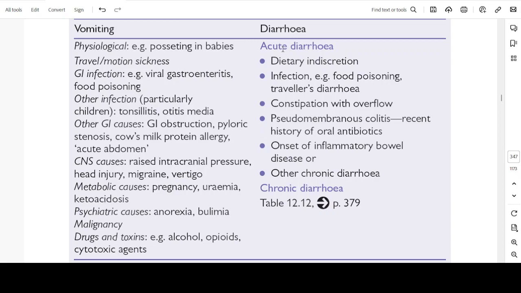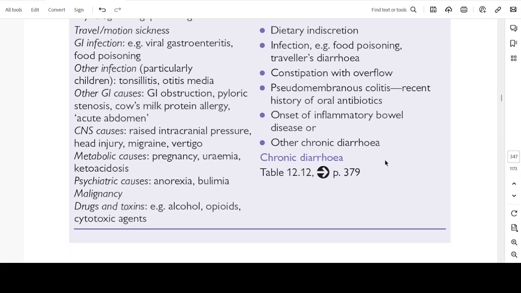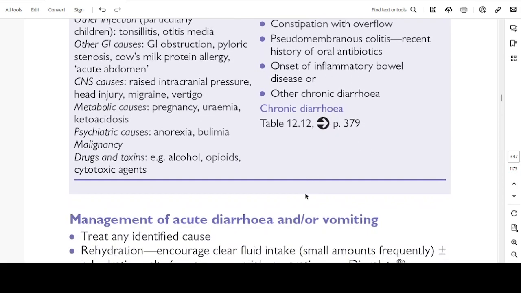Diarrhea. Acute diarrhea: dietary indiscretion, infection, food poisoning, traveler's diarrhea, constipation with overflow, pseudomembranous colitis with a recent history of oral antibiotics, onset of inflammatory bowel disease or other chronic diarrheas. Chronic diarrheas we'll read in page 379.